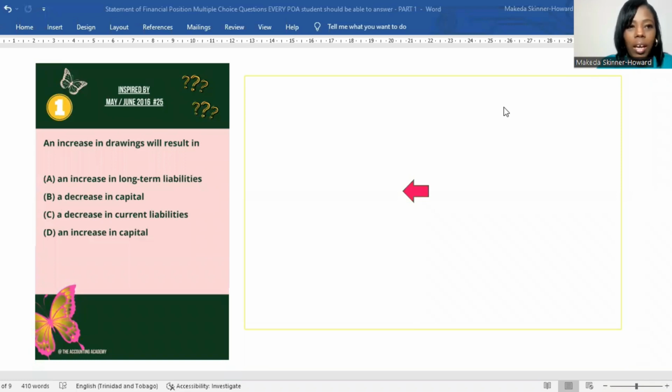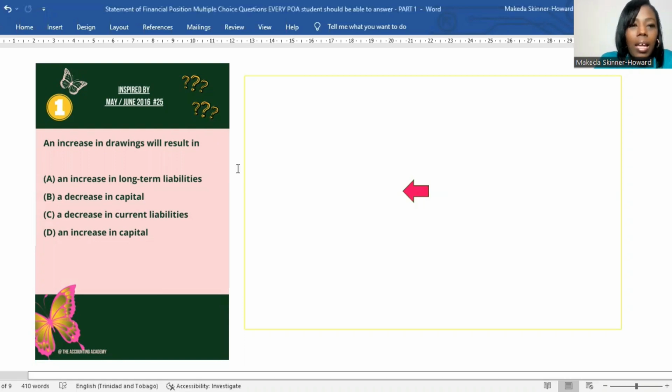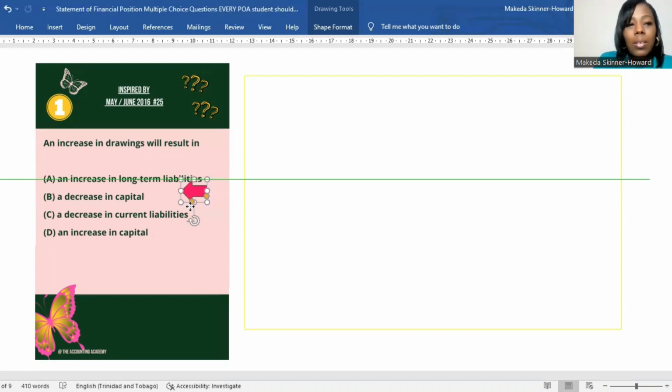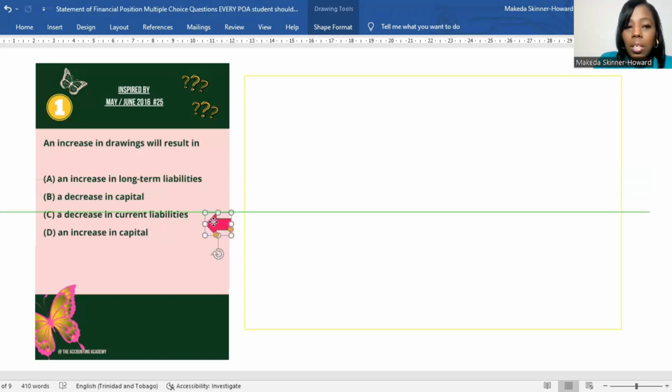So on the screen, I have a question that was inspired by May-June 2016, number 25. So this was inspired by an actual past paper question, modeled after that question, all right? It says, an increase in drawings will result in what? How will an increase in drawings affect your balance sheet, basically? That's what they want to know. Will it involve an increase in long-term liability? Will it cause a decrease in capital? Or will it cause a decrease in current liability? Or will it increase your capital?